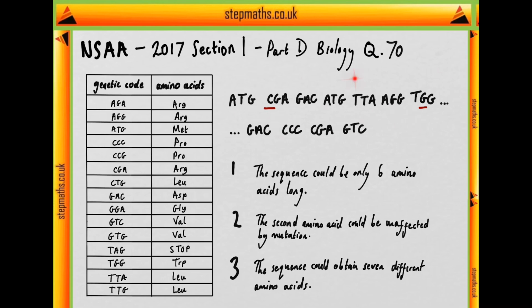think that this would only be 6 long, but we have this mutation to reckon with in the 7th amino acid, which you can see here is TRP under normal circumstances, but could mutate. The guanine can mutate into an adenine, producing a stop, producing a 6 long amino acid. So that's absolutely right. Moving on to 2, the 2nd amino acid could be unaffected by mutation.